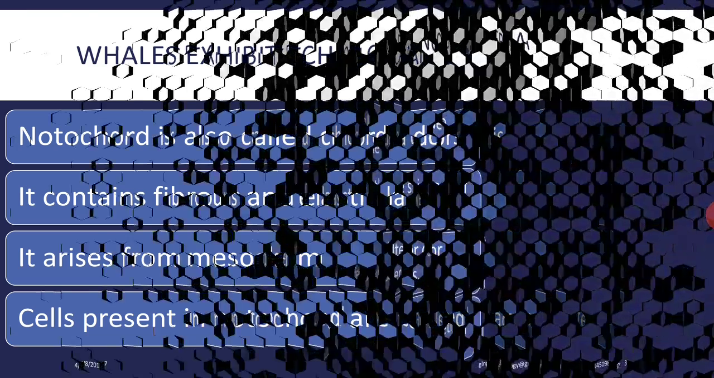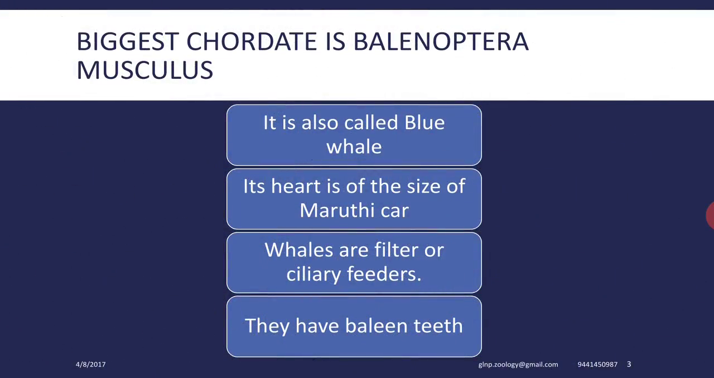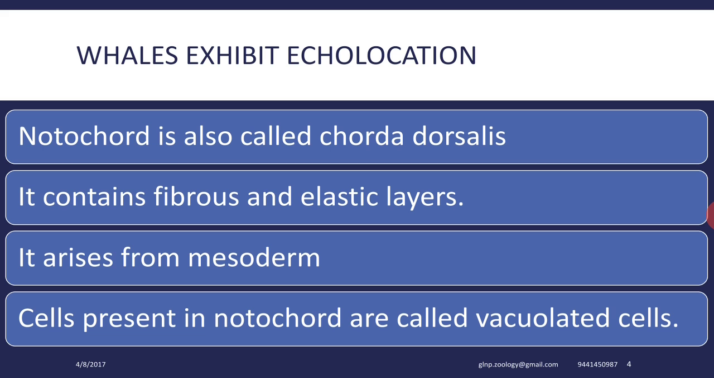And coming to the next slide, whales exhibit echolocation. That means they release ultrasounds and they can perceive the ultrasounds in their path. If they are reflected back, they can listen. As a result, they can estimate the presence of obstacles or hindrances.